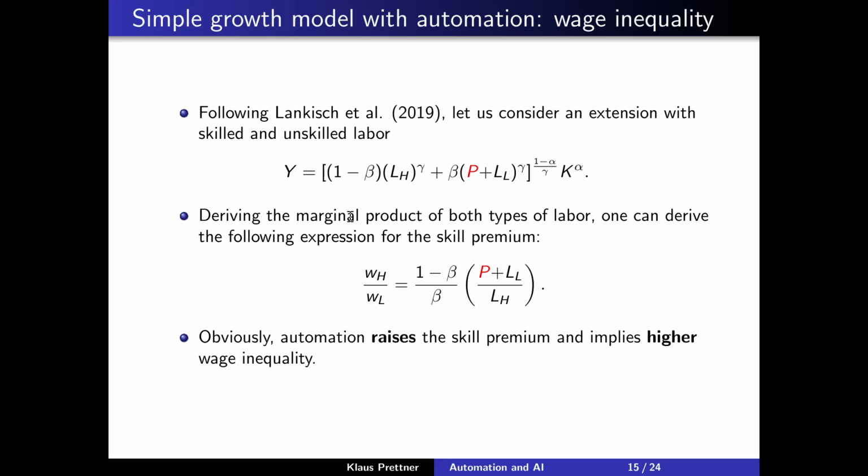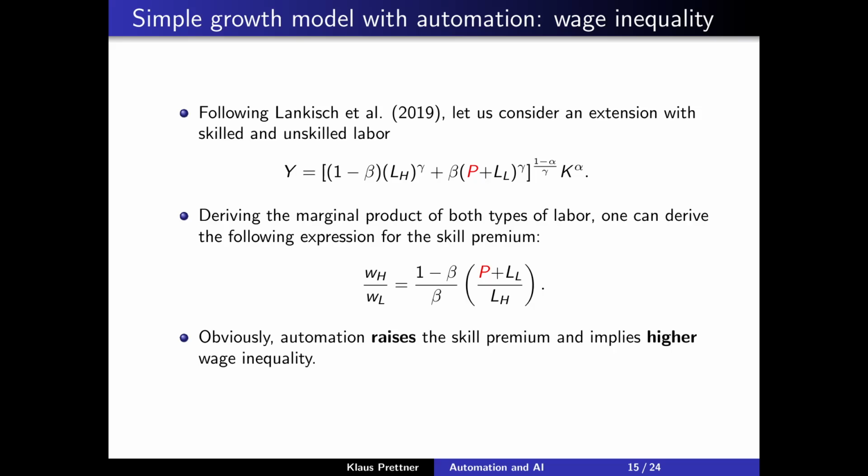This production function follows a paper by Lankisch and co-authors, where we augment the Solow model to account for these two types of workers in order to be able to analyze the effect of automation on the skill premium or on wage inequality between low-skilled workers and high-skilled workers.